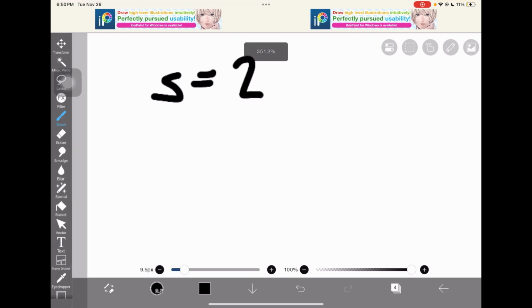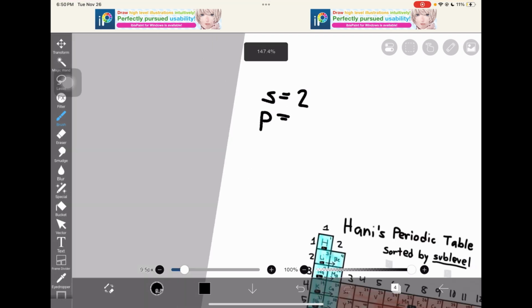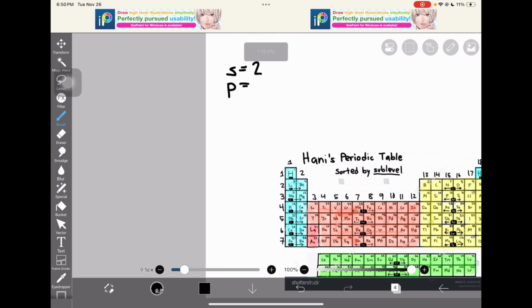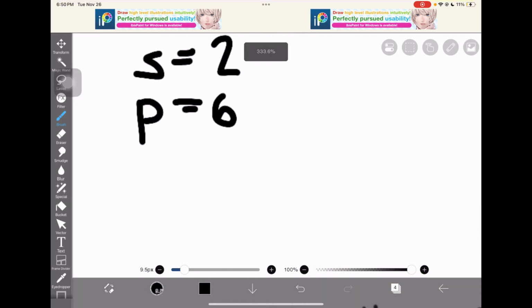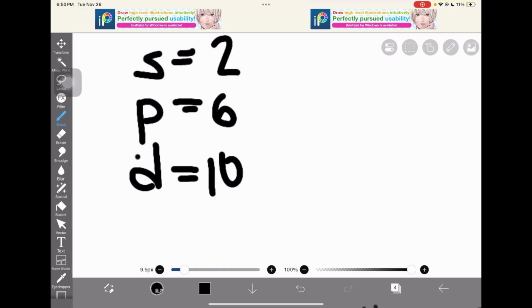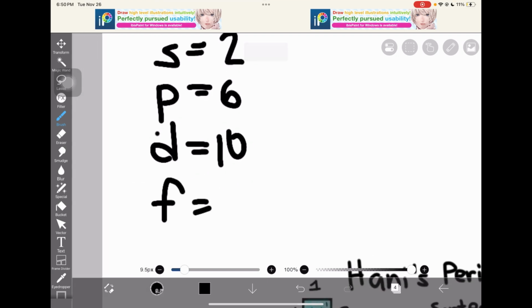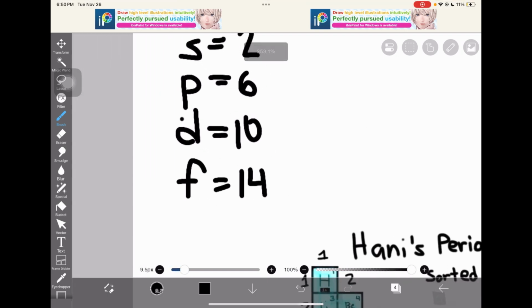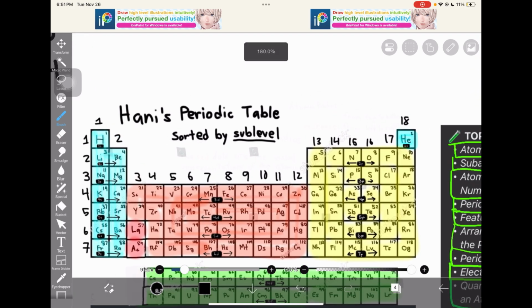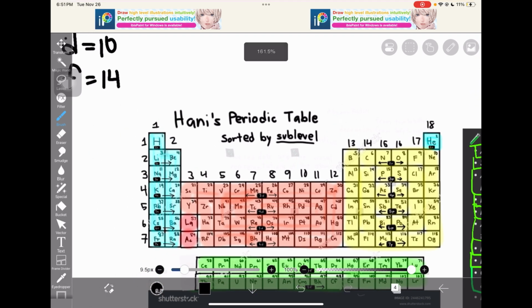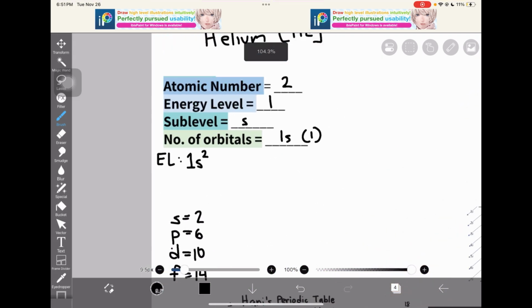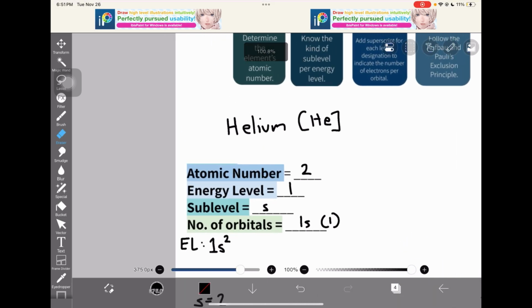Very simple. Just a reminder that the exponent, or what's called the superscript, has a maximum: the max for S is 2, the max for P is 6, the max for D is 10, and the max for F is 14. But we'll not really need F because the cutoff point is at xenon, so we're not going to touch F. But it's also important to know.